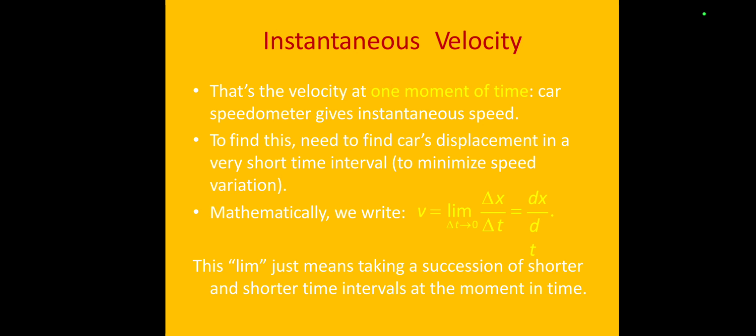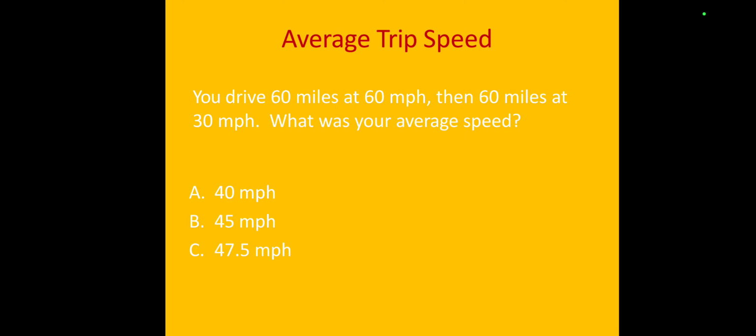Instantaneous velocity, that's the velocity at one moment of time. A car speedometer gives instantaneous speed. To find this, we need to find the car's displacement in a very short time interval to minimize speed variation. Mathematically, we write v is equal to limit delta t tends to 0 of delta x upon delta t, which is equal to dx upon dt. The limit just means taking a succession of shorter and shorter time intervals at the moment in time.